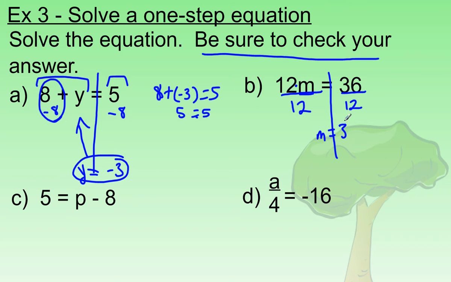And so we think this is the answer. Let's check. If I take 12 times, I think the answer is 3, equals 36. Let's check. 12 times 3 equals 36. Well, 12 times 3 is 36. So yes, this is true. That is my answer.